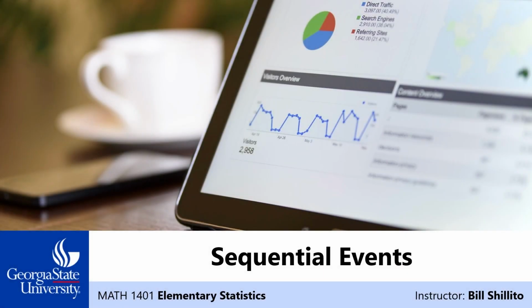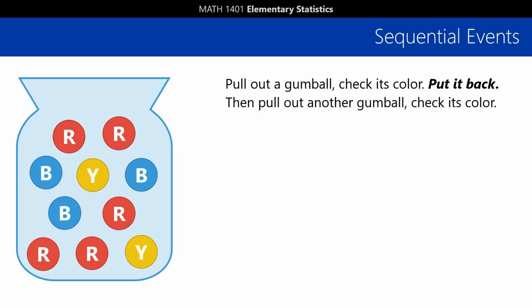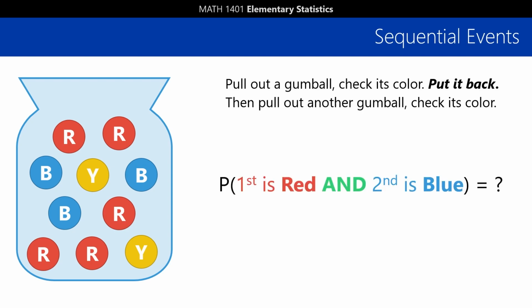In this video, we'll look at what happens when multiple events happen in a row. Let's go back to our jar of gumballs. Imagine that you reach in to pull out a gumball at random and check what color it is. And then, here's the key detail, you put the gumball back. Then you pull out another gumball and take note of its color. What's the probability that the first gumball is red and that the second one is blue?